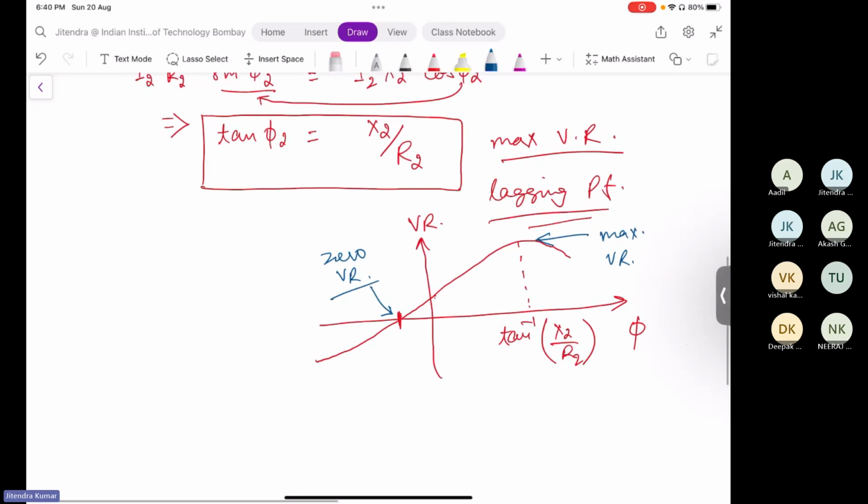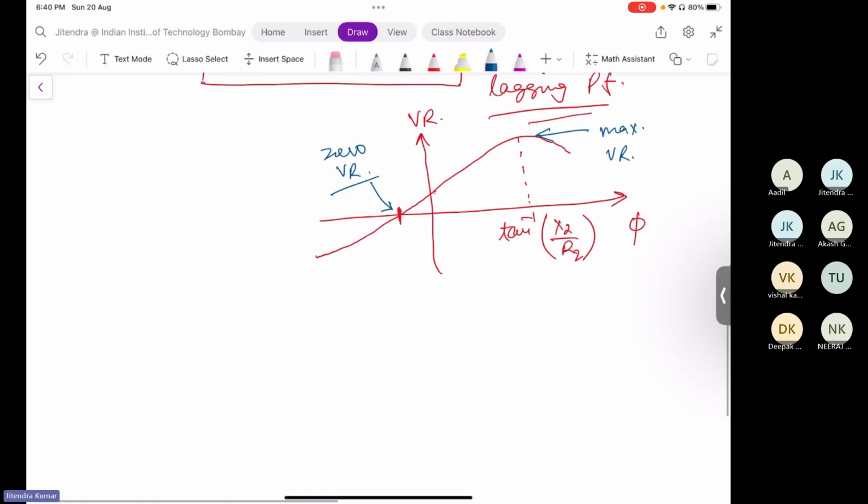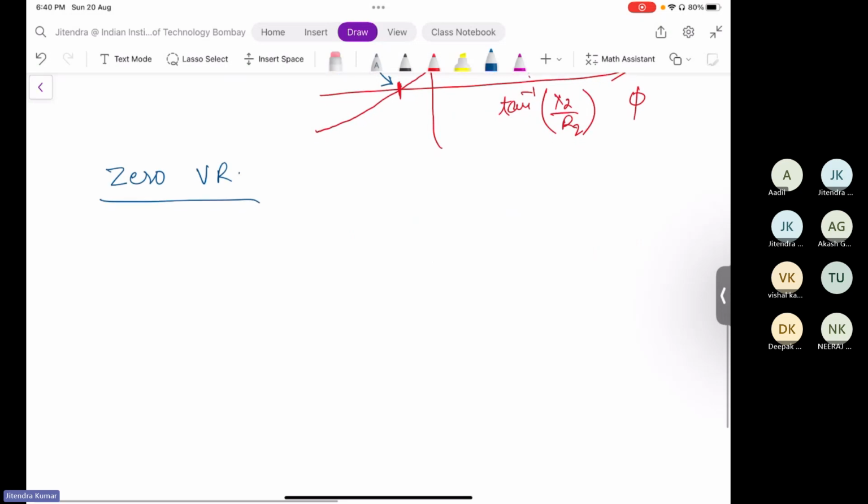Any doubt in maximum voltage regulation? No, sir. Okay. So I hope you can easily derive the condition for zero voltage regulation. But since we are discussing, just finish with it.